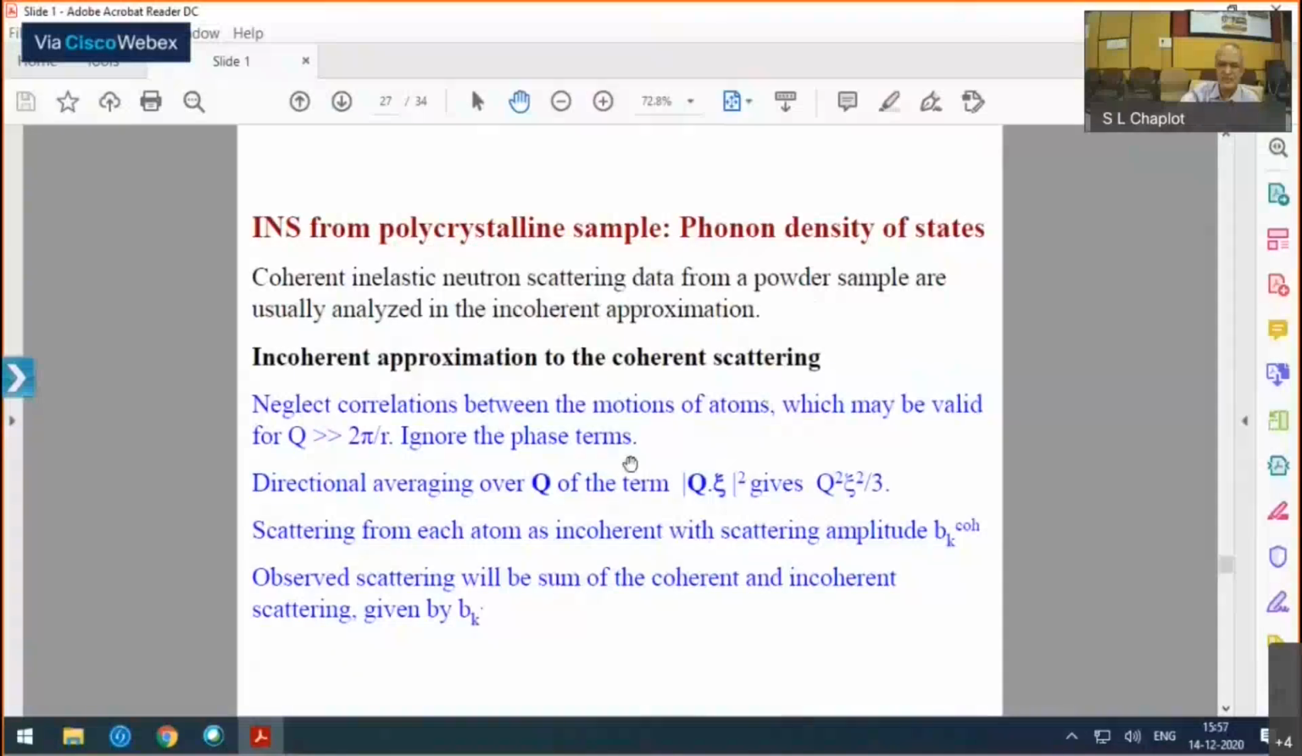And this is possible when Q, the wave vector, is larger than, say, typically 2 pi by r, r being the interatomic distance. So for wave vectors which are fairly large, we can ignore the correlation between the motions of different atoms, and these correlations are very important for the coherent scattering. So if Q is so large, we can probably ignore the phase terms because we are summing over a large number of phonons.